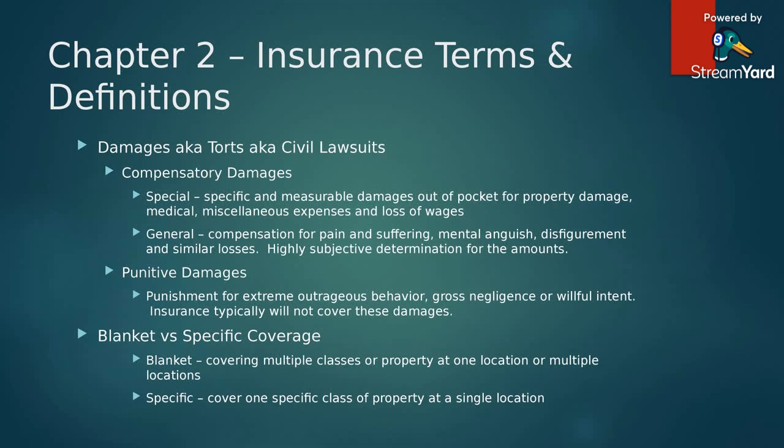Now, under insurance policies, you can usually get policies that are going to be considered to be blanket or specific coverage. Blanket coverage is going to cover multiple classes of property at one location or multiple locations. You're also going to have the ability to buy a specific policy that covers one specific class of property at a specific location.